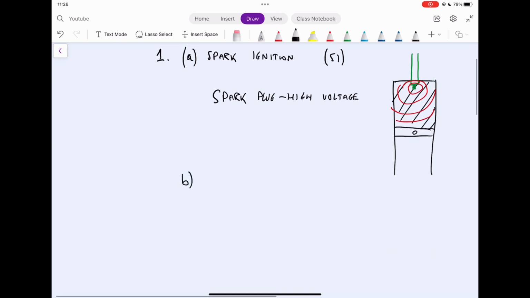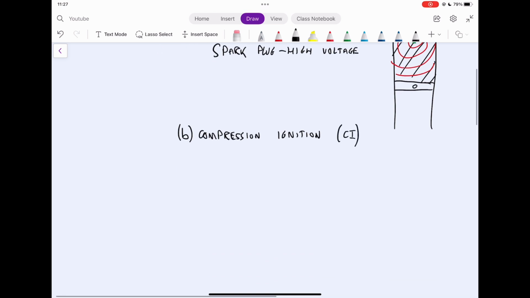which then increases the pressure and pushes the piston down. Now, the other type of engine that we have is compression ignition, which would be classified with a CI abbreviation. This is a different type of combustion where we use high pressure in order to ignite the fuel and create some power. So we use a high pressure combustion as opposed to a spark plug.